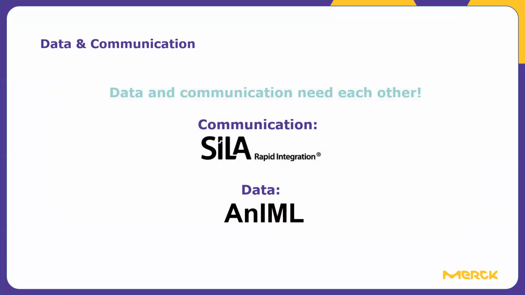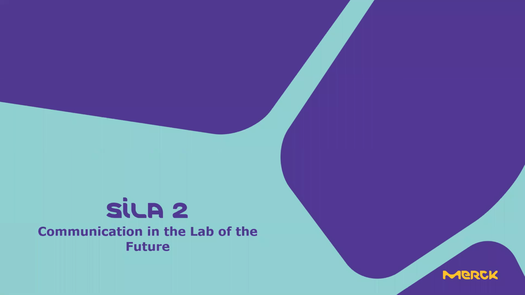So saying that data and communication need each other means two things. It means I need a communication standard and I need a data standard. And for communication, the most appropriate one for the lab environment is the CELA initiative. And you'll be hearing more about that in this presentation. And on the data standard side, we see Animal as the most promising contender to actually deal with the data that's being produced. So let's take a look at these.